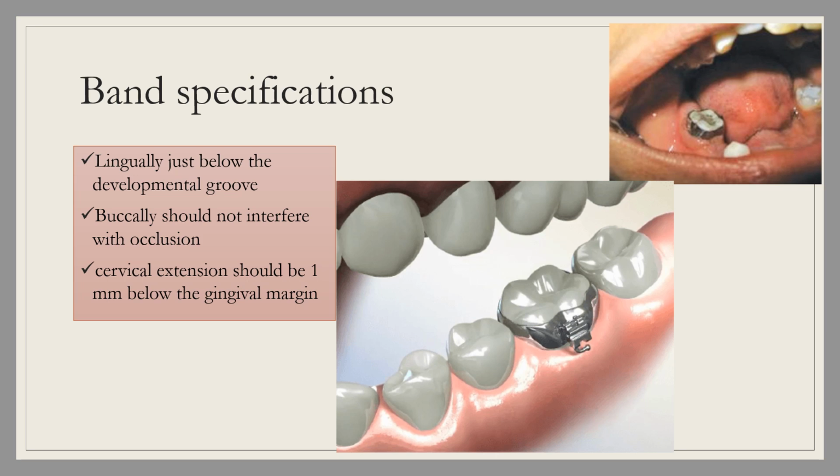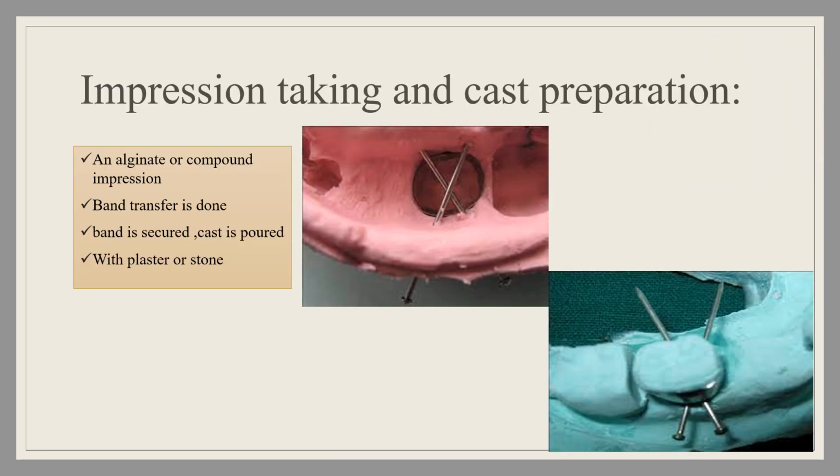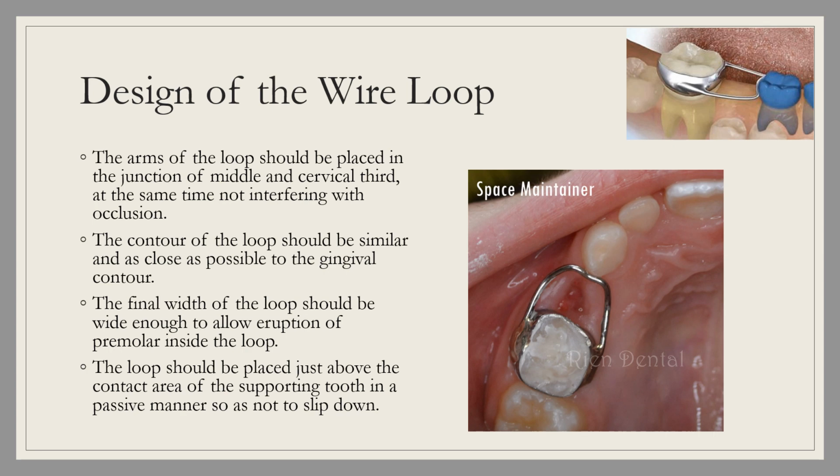After the banding is done, you will take the impression and transfer the band into the impression, and then the band should be secured and the cast is poured. You can see how they have secured the band using bobby pins, and then poured the cast. After this, you can remove the bobby pins or bend them to prevent self injury. Once the banding is stabilized, then you have to construct the loop. The wire loop should be made.